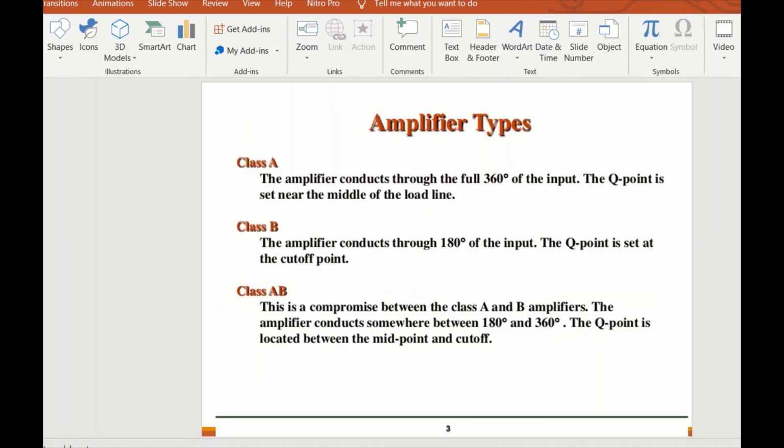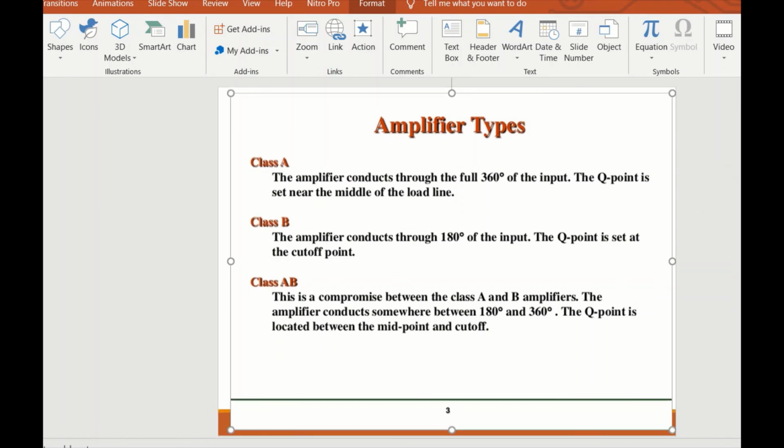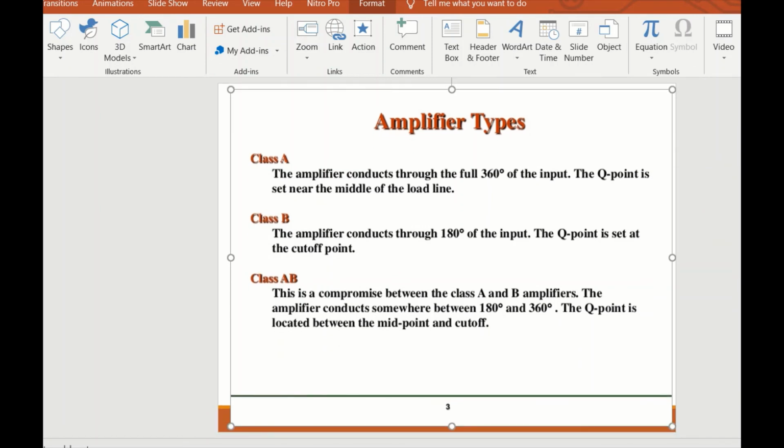Depending upon the mode of operation, among power amplifiers we have the class A amplifier. The class A amplifier conducts for the full 360 degrees of the input cycle, and in a class A amplifier, the quiescent point, the Q point of the transistor, is set near the middle of the load line. The second type is the class B amplifier. This amplifier conducts through 180 degrees of the input. The Q point is set at the cutoff point.